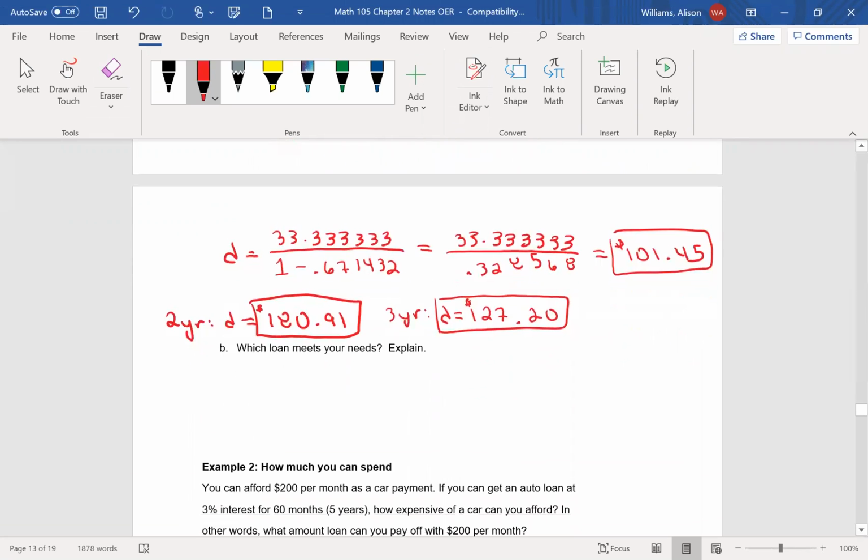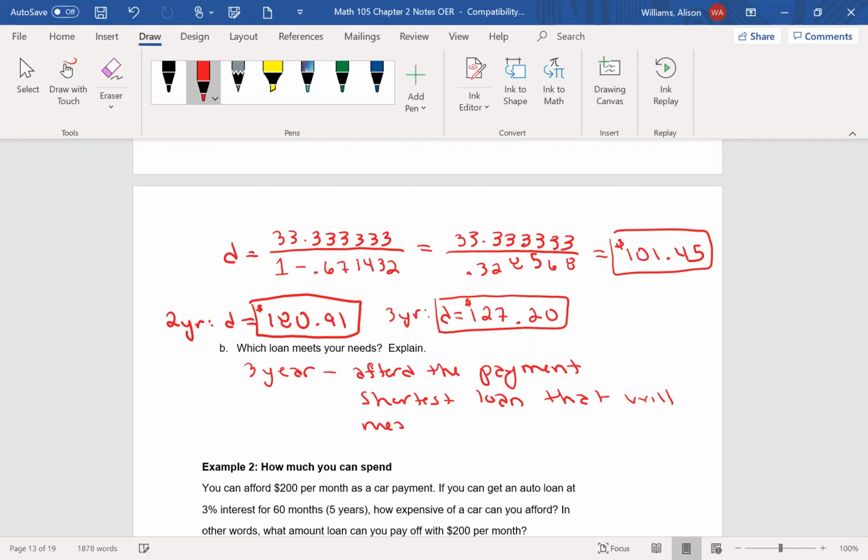And here's where you're going to kind of make a decision about which one's better. I'm going to favor shorter. Shorter is almost always better because you pay less in interest. So if we're going to try to just get this paid off and not have to spend this money anymore, I'm going to go with the 3-year loan. First of all, I can afford the payment. And shorter is better. That will mean spending less in interest.